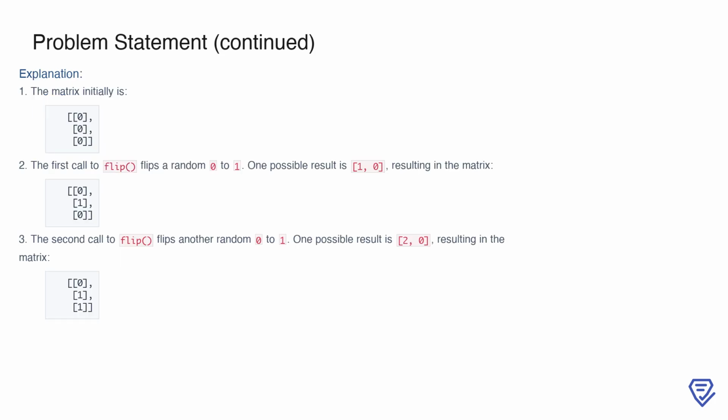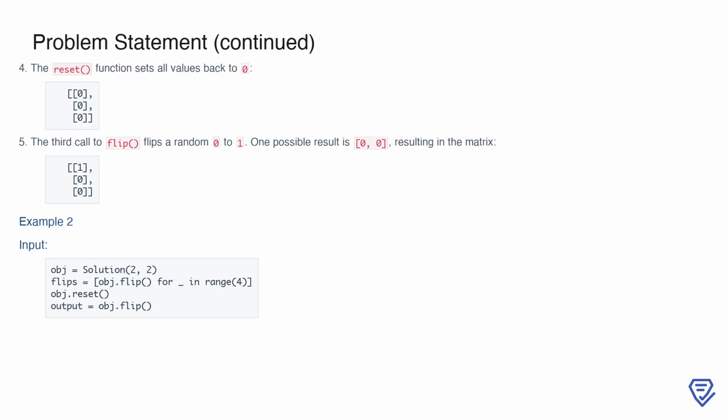To delve deeper, let's break down the behavior of the example step by step. Initially, the matrix is entirely filled with zeros, represented as [0, 0, 0]. When the flip method is called for the first time, a random 0 is flipped to 1. For instance, the cell at position [1, 0] might be flipped, resulting in the updated matrix [0, 1, 0]. On the second call to flip, another random 0 is flipped to 1. For example, the cell at position [2, 0] might be flipped next, giving us the matrix [0, 1, 1]. These flips are performed randomly and ensure that no cell is flipped more than once.